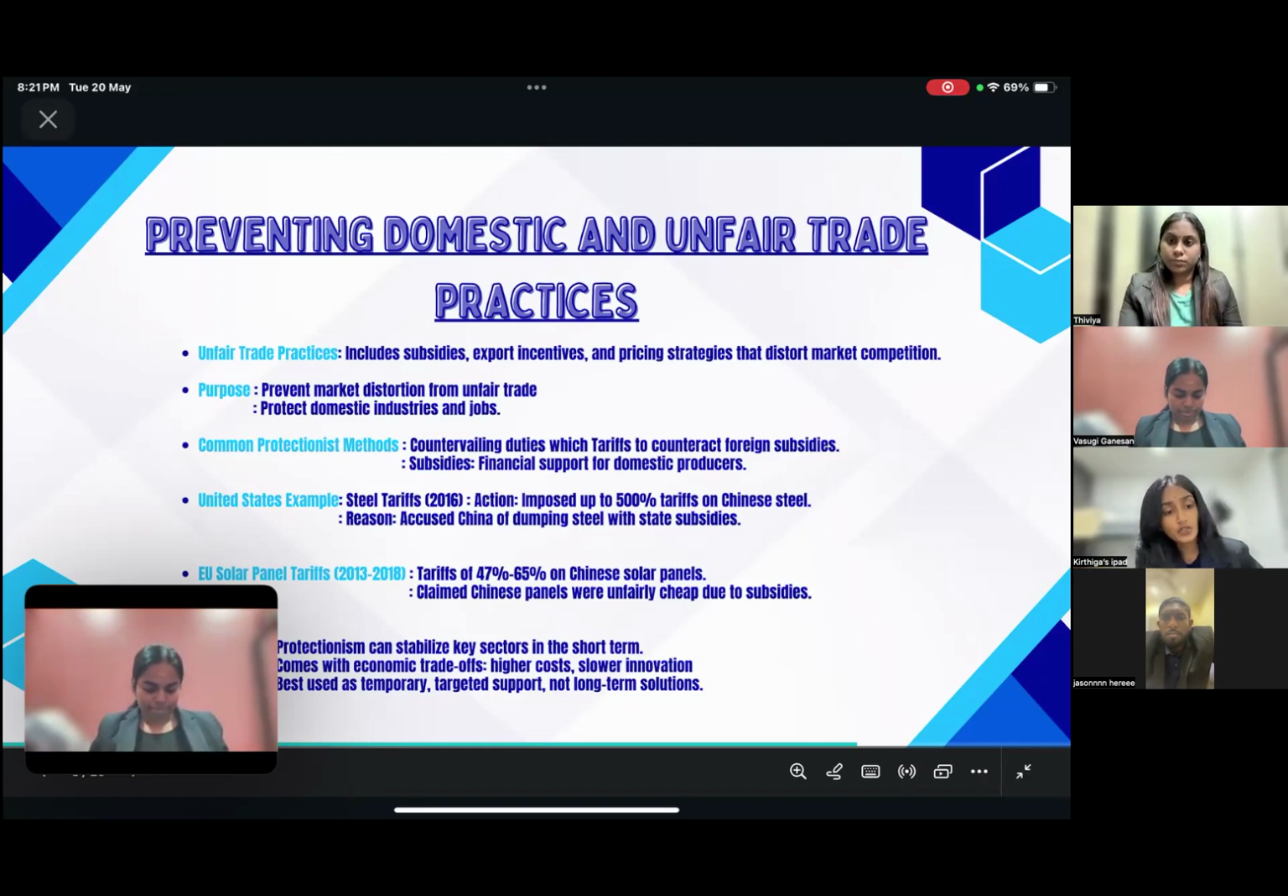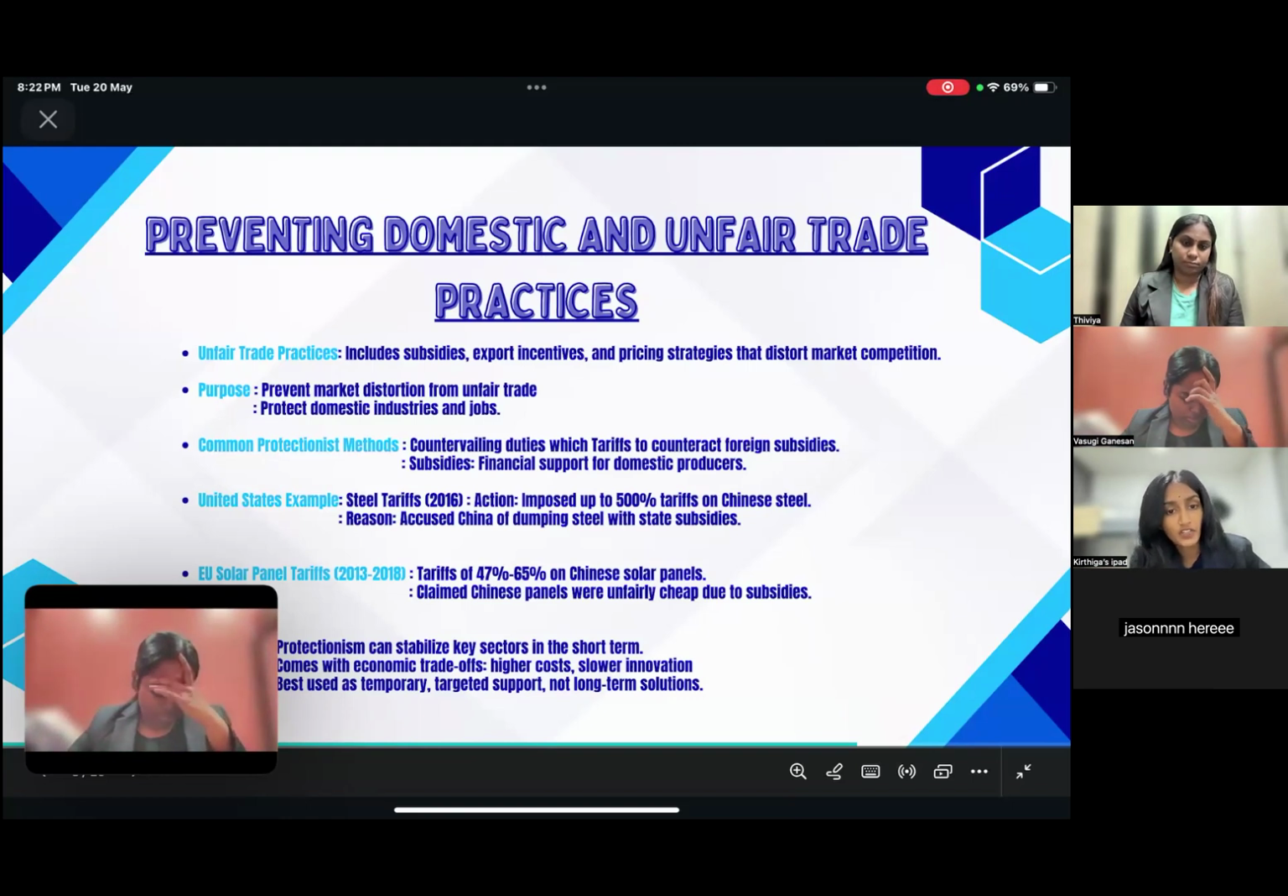It can provide breathing room for local industries. However, the economic threat of higher import costs can ripple through the economy, hurting downstream industries. Protectionism can also slow down innovation and long-term growth. So that's why these measures are best used as temporary and targeted tools, not as permanent solutions. To truly strengthen domestic industry, protection must be paired with reforms that boost competitiveness and innovation. So that's all from me. I'll pass to Swasigi for the conclusion.